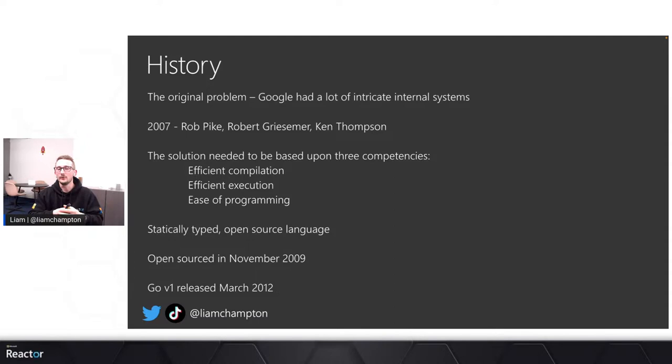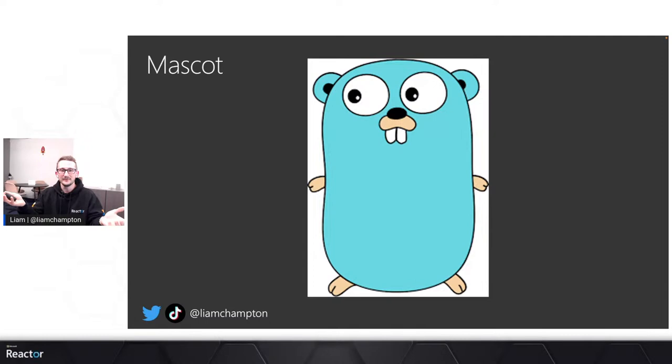Of course, we have the mascot. This is called the Gopher. It's probably why it's such a popular language with developers. It's like this 21st century characterized, really good character behind it with a great community. It's all very playful and quite charismatic, which is quite nice.